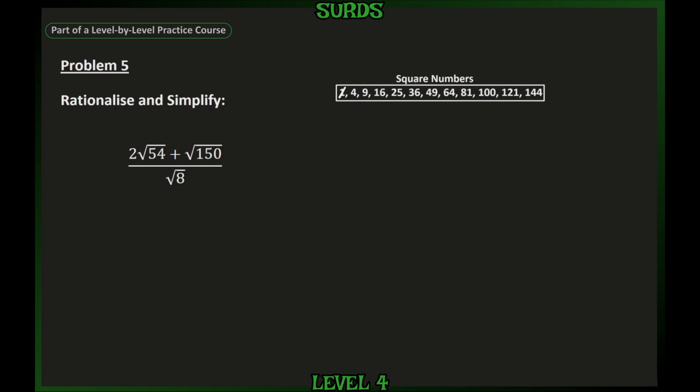So starting with the square root of 54, we can rewrite this as the square root of 9 multiplied by the square root of 6, because 9 times 6 is 54, and importantly 9 is on our list of square numbers. So we can square root it, and the square root of 9 is 3. So this becomes 3 root 6.